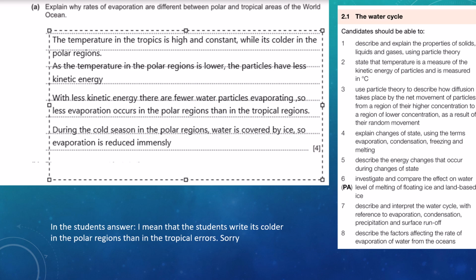I will say that the temperature in the tropics is high and constant, while it's cold in the polar regions. As the temperature in the polar regions is lower, the particles have less kinetic energy. I'm hereby referring to the kinetic model. With less kinetic energy, there are fewer water particles evaporating, so less evaporation occurs in the polar region than in the tropical regions. That might be a little clunky way of saying it, but I want to compare so you know there's a difference. That's the 3 points. Then comes the last point. During the cold season, the polar region water is covered by ice, so evaporation is reduced immensely.